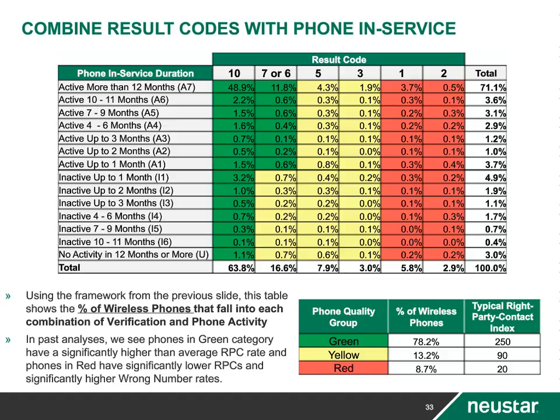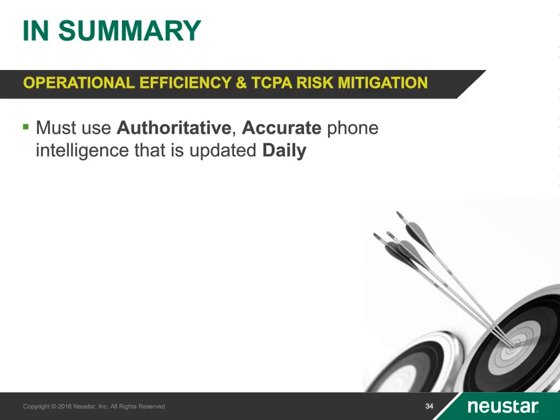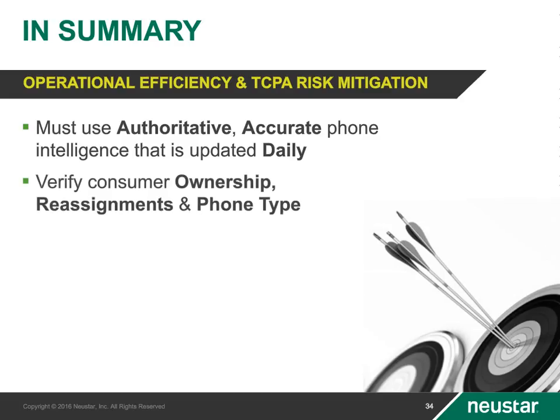So I'll wrap it up here, and then we'll go into the Q&A section itself. I just want to hit you with a couple of key points. Best practices, as we've seen, as a leading provider of TCPA insights for the industry. Most important, using authoritative and accurate phone intelligence, updated as frequently as possible. Verifying ownership, reassignments, and phone type, and within that, distinguishing between reassignments and porting. Leveraging phone activity to help you make even better decisions around your dialing efforts.